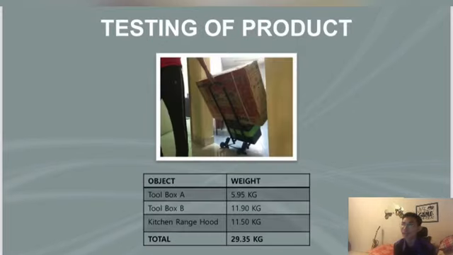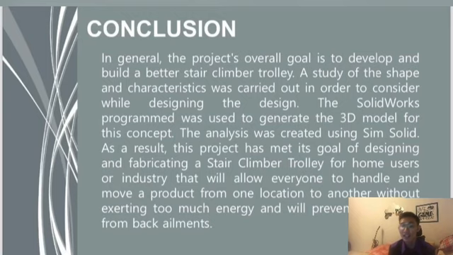Testing of product. The stair climber trolley is fully built before being put through its paces. A box containing a kitchen range hood weighing 11.50 kg and two toolboxes weighing 5.95 kg and 11.90 kg were used in the test. The overall weight of the package is 29.35 kg.